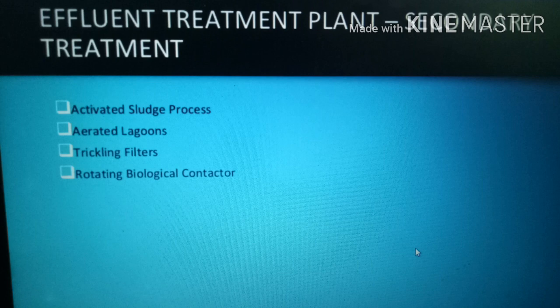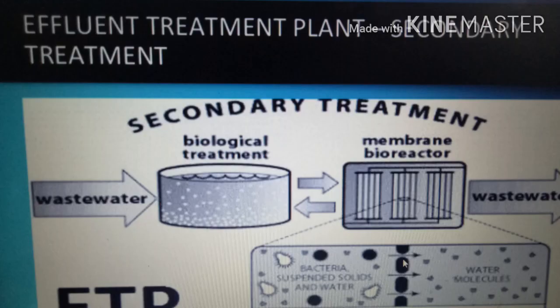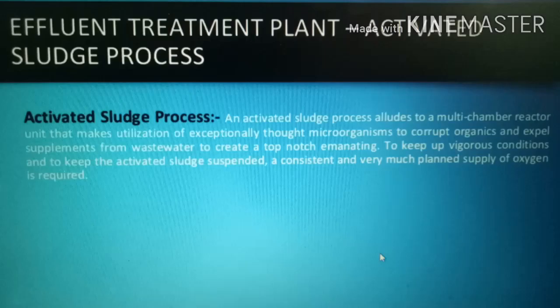An activated sludge process refers to a multi-chamber reactor unit that makes use of highly concentrated microorganisms to degrade organics and remove nutrients from wastewater to produce a high-quality effluent. Aerobic conditions must be maintained and the activated sludge kept suspended. A consistent and well-planned supply of oxygen is required.